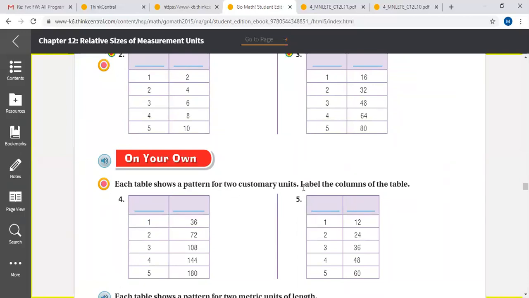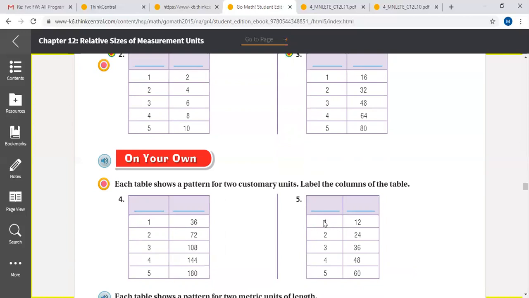On your own, each table shows a pattern for two customary units. Label the columns of the table. This is 1 and this is 36, 2, 72, 3 and 108, 4 and 144, 5 and 180. What is the relation between the two columns? Yes, we can write here that this is yards and this is inches. Why? Because 1 yard equals 36 inches. So we can write here yards and here inches.